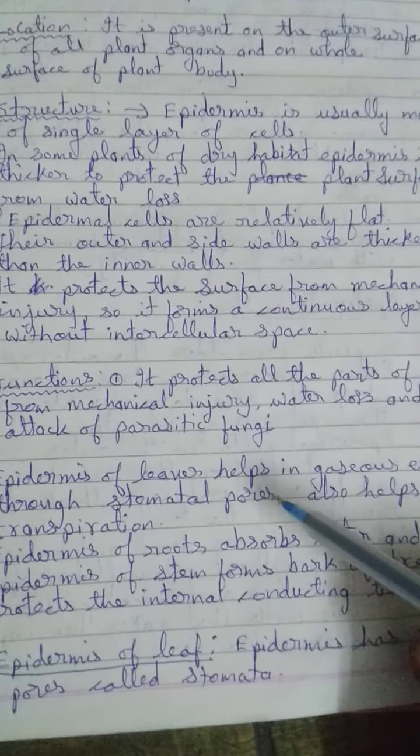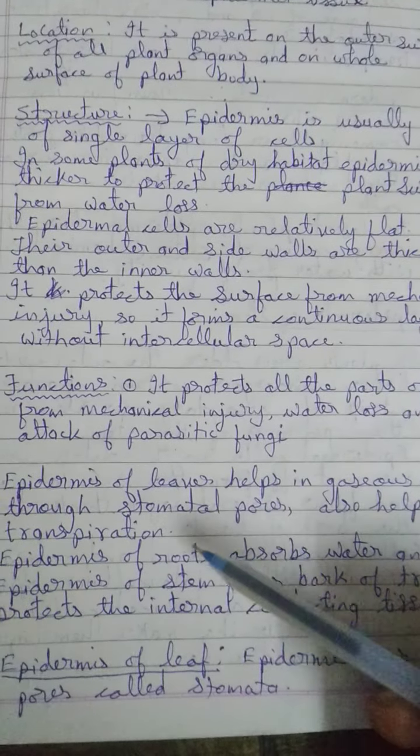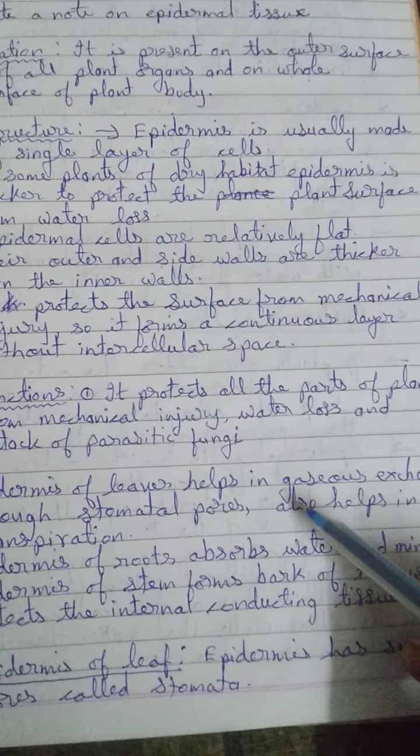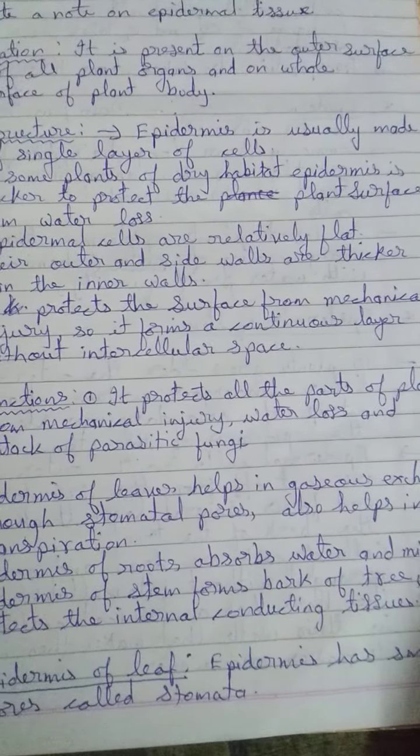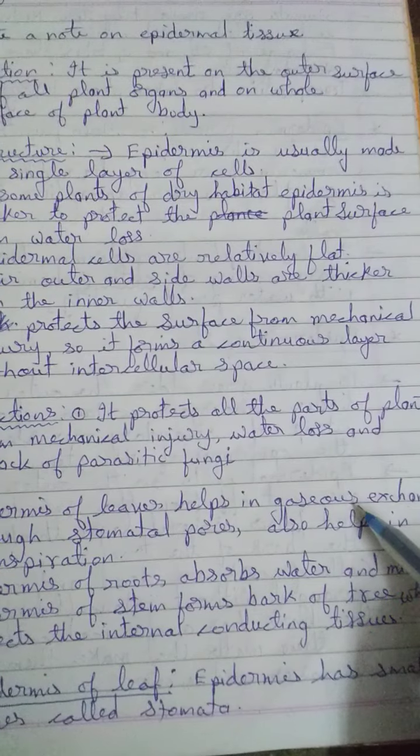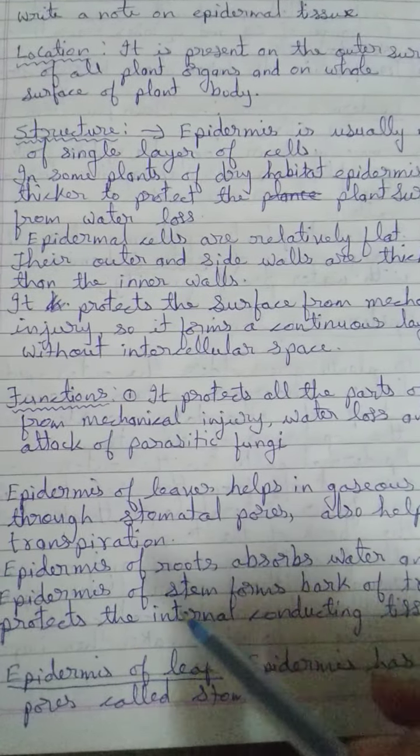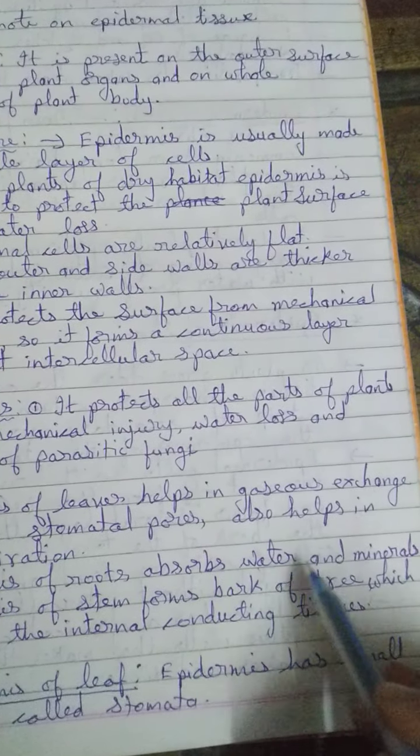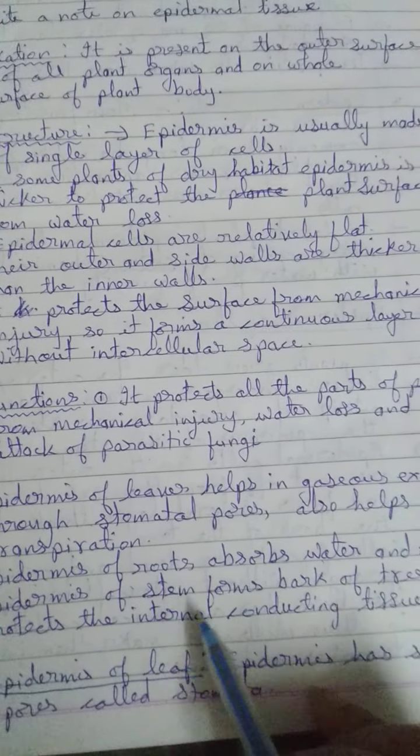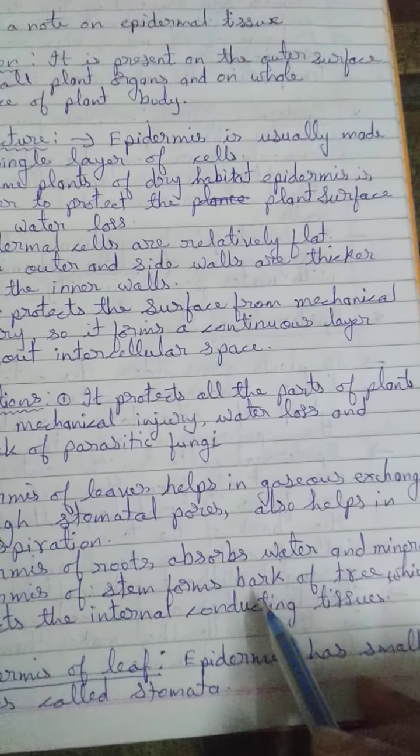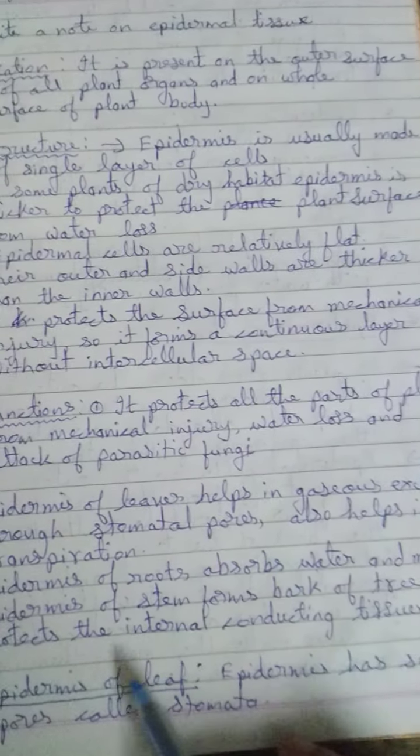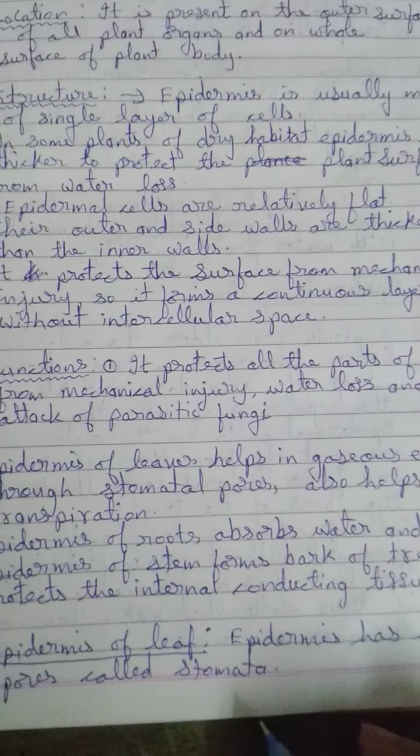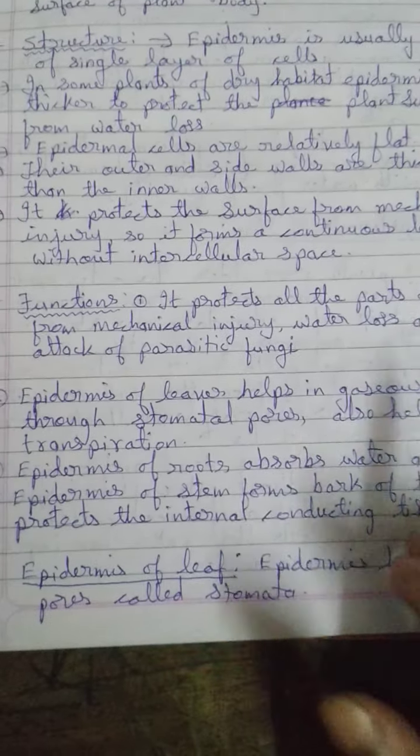Now different surface layers have different epidermis. For example, they are present on the root, stem and leaves, as I told you. So let us see the function. Epidermis of the leaves has the stomatal pore, so it helps in gaseous exchange. That is, it exchanges oxygen and carbon dioxide through the stomatal pores of the leaves. Epidermis of the roots has root hairs, so it absorbs water and minerals. Epidermis of the stem forms a bark, that is a thick coating on the outer surface of the stem, which protects the internal conducting tissues. It protects the xylem and phloem. Now one by one we will see each one.